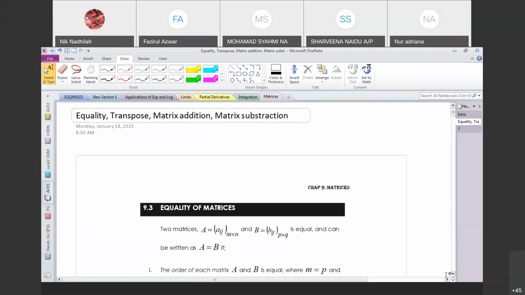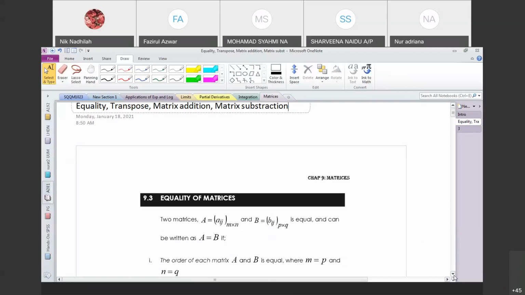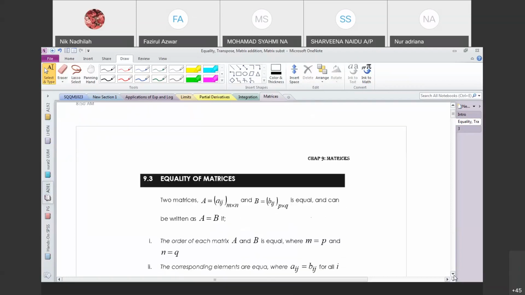Okay, first look at equality. Equality of matrices. When we say equality, we are looking at whether two or more matrices are equal or not. That's all.